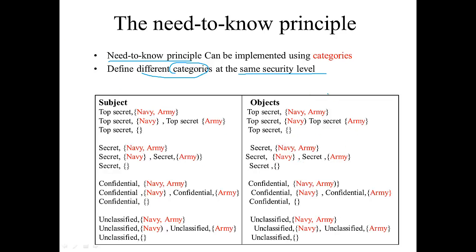In this case, we define four categories. One category we call Navy Army. The second category we call Navy. The third category we call Army. The fourth category we call empty. That means we didn't label them with any label. This category is the topmost category.